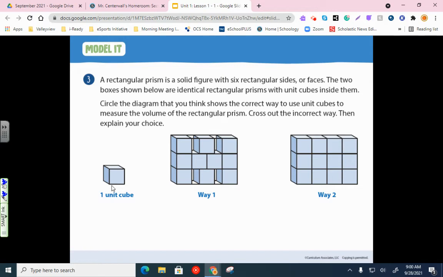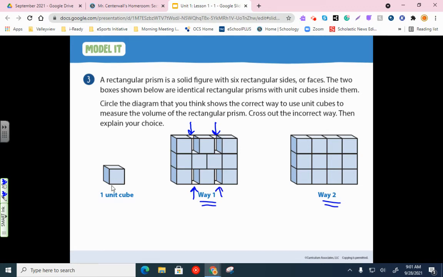A rectangular prism is a solid figure with 6 rectangular sides or faces. So hold any box in your hand, any cube, and you count them up, and you've got 6 different sides or faces. The 2 boxes shown below are identical rectangular prisms. So we've got way 1 and way 2. They're identical as far as that goes. And they all have unit cubes inside them, but if you notice, these have some gaps in between them right there. So that's the only difference between way 1 and way 2.